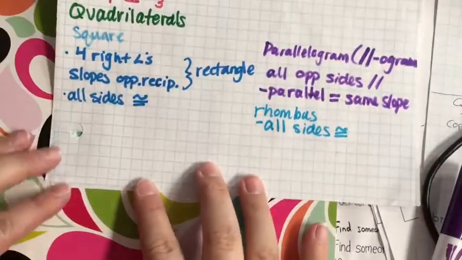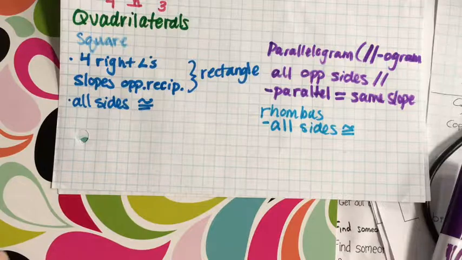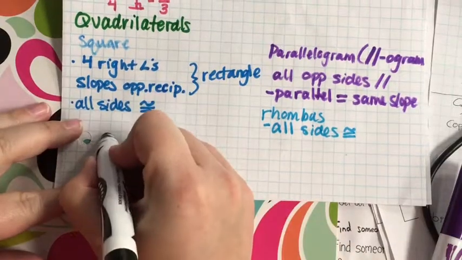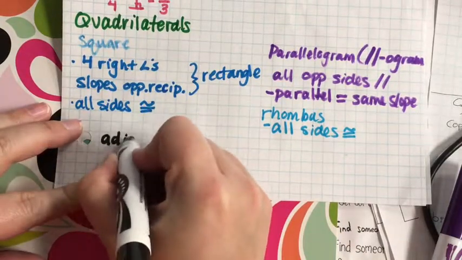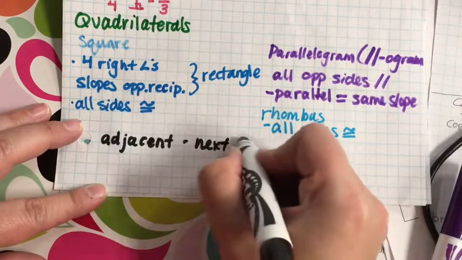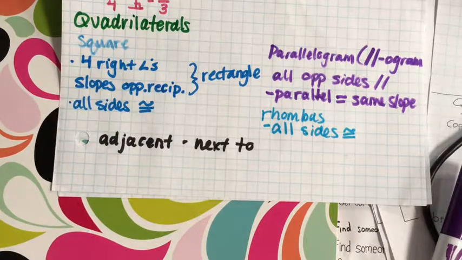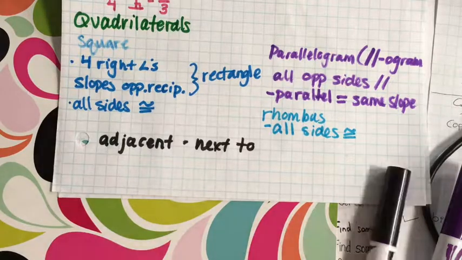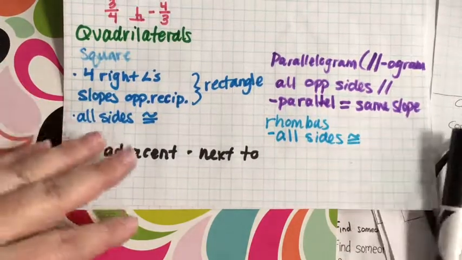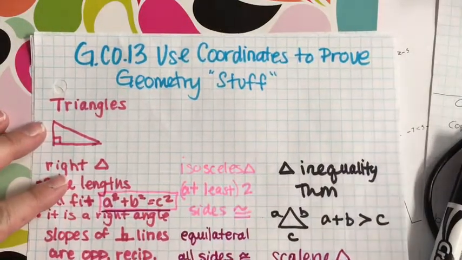Okay, another thing that you need to know for this is some fancy geometry terms. What does adjacent mean? Next to. It means next to. So if you have adjacent sides, they're the sides that are right next to each other. And then, yeah, those are the main things that you need to know. So that is GCO 13, using coordinates to prove geometry stuff.